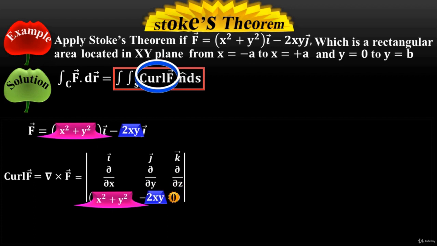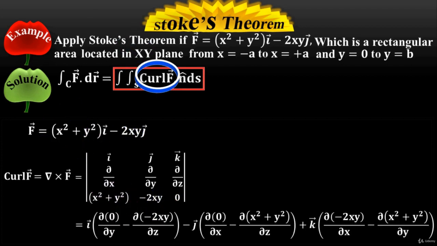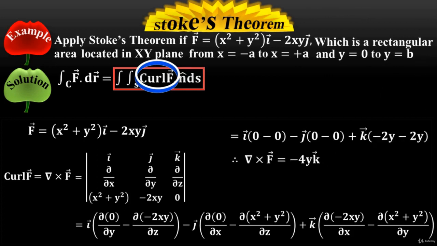Why is there no k term? Because the rectangular area is located in the xy plane, not in z. So we only deal with the xy plane, not with the z. So I simply put 0 for the z here. Finally, I got curl f equals minus 4y k.